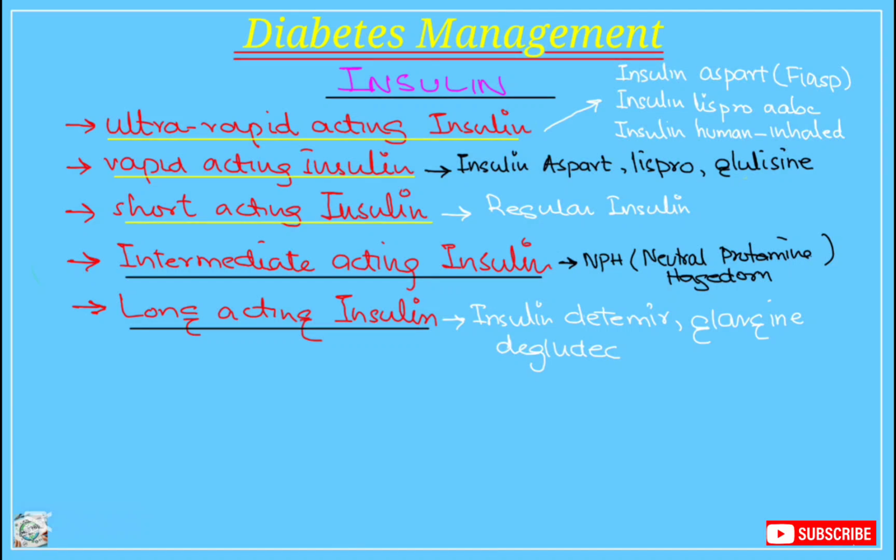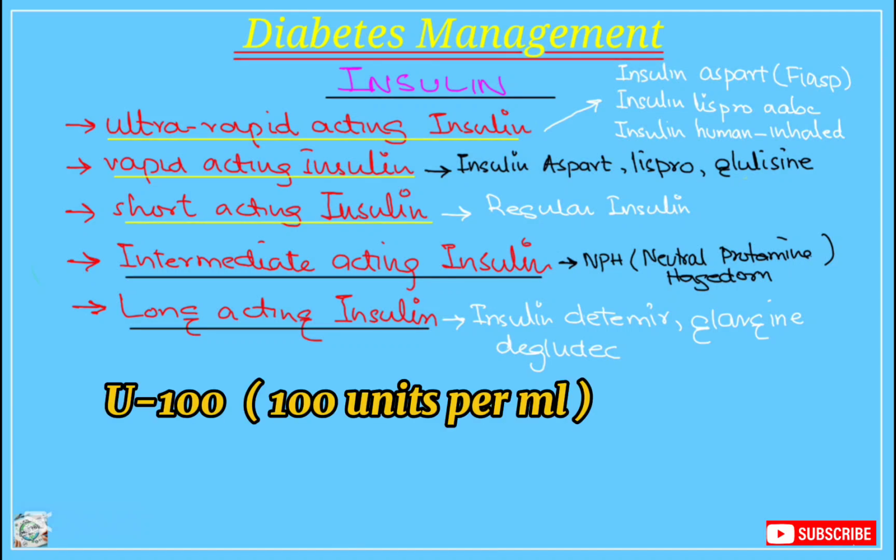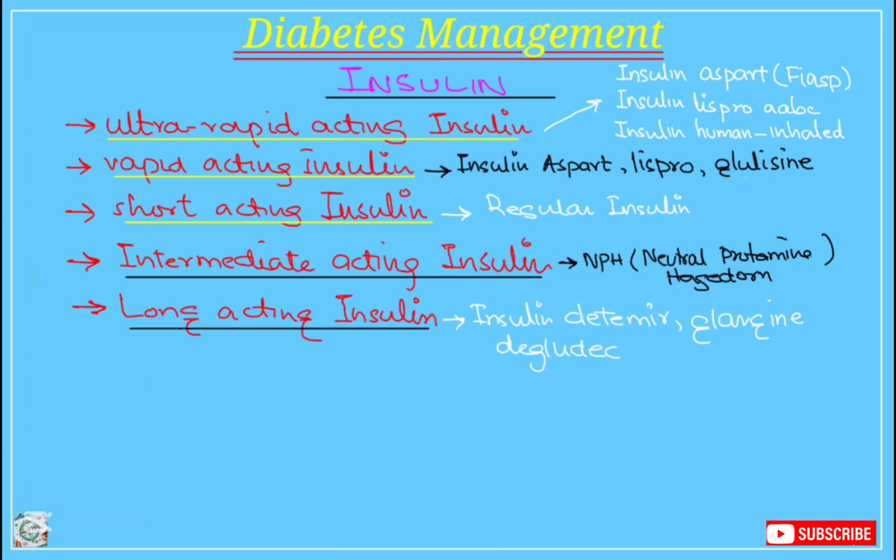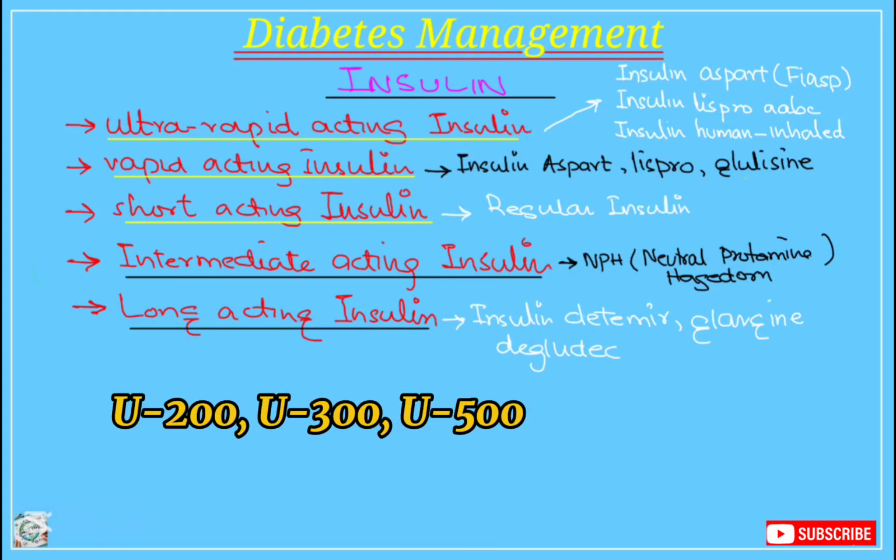All of these are commonly available in a U100 per ml concentration, meaning that 100 units per milliliter. However, for patients who require higher doses of insulin, we have stronger versions like U200, U300, or U500. These higher concentration insulins are particularly useful for patients with insulin resistance who need larger amounts but want to reduce the injection volume.